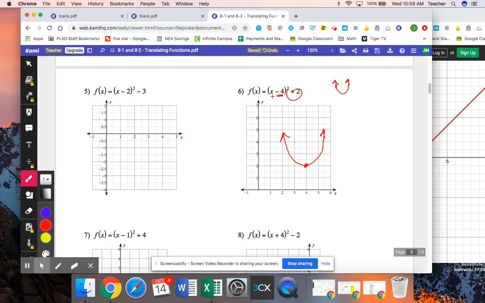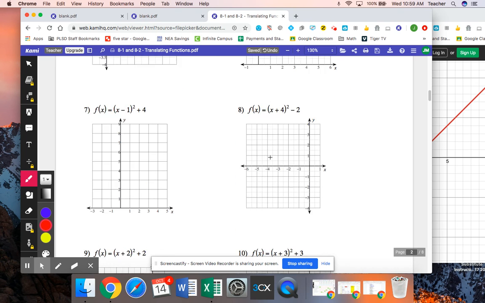There are certain things in these functions that tell you exactly how wide this U should be, but I'm not overly concerned about that right now.